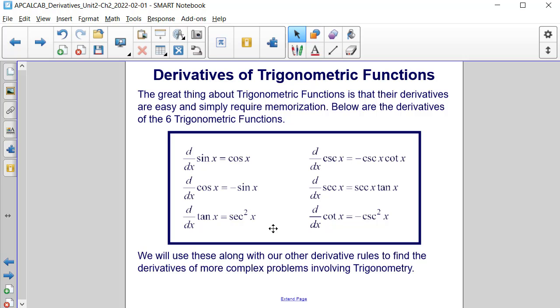Similarly, the last Pythagorean identity with trigonometric functions is 1 plus cotangent squared of x is equal to cosecant squared of x. So the derivative of cosecant of x is negative cosecant x cotangent of x, and the derivative of cotangent of x is equal to negative cosecant squared x. So that might be a way to help you remember the derivatives of these different trig functions that we have. And we're going to use these along with our other derivative rules to find the derivatives of more complex problems involving trigonometry.